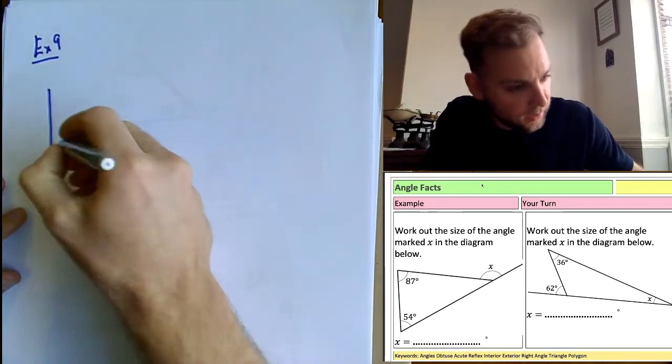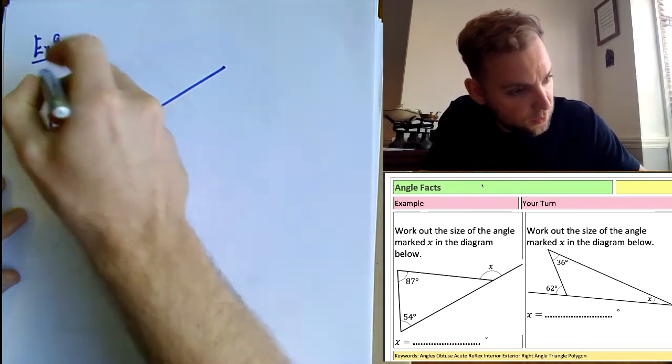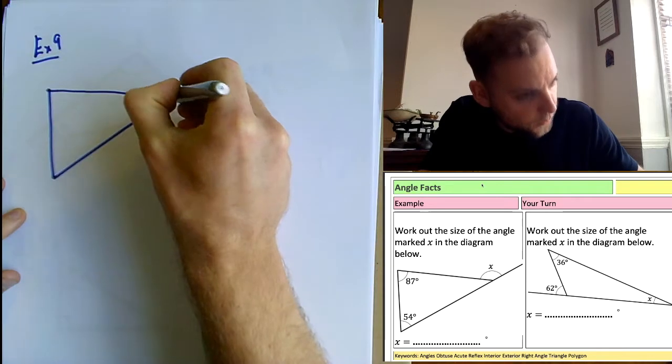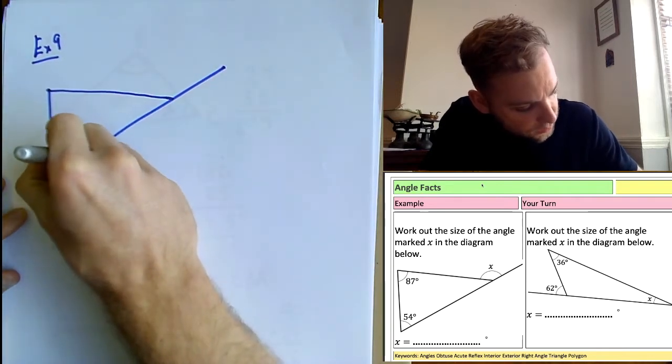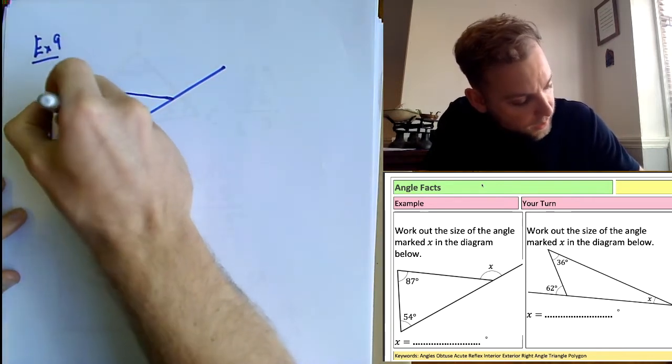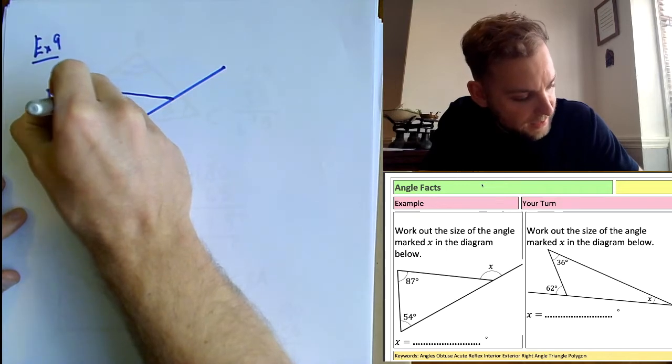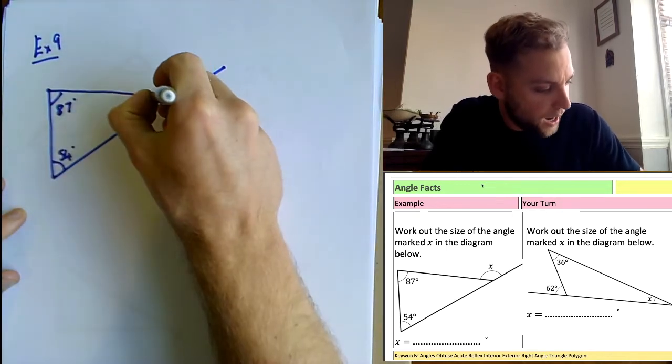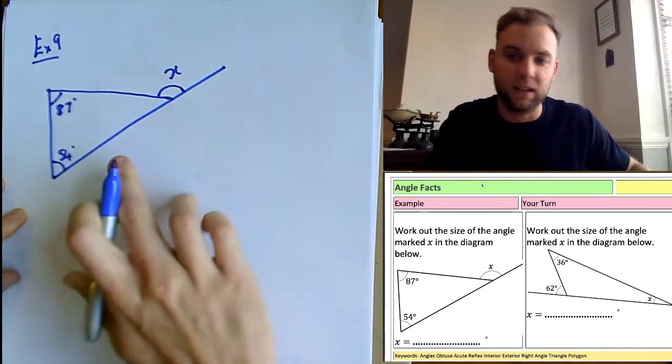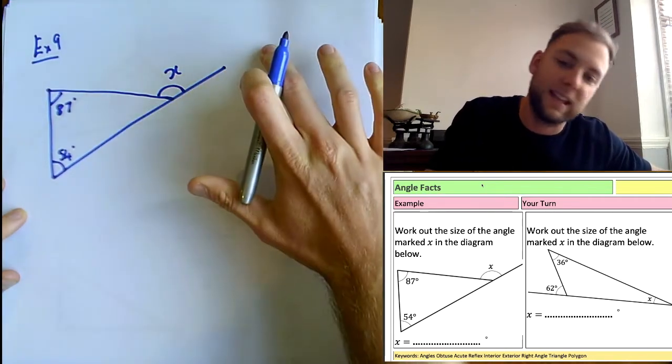We've got our triangle like so. This here comes up. That one there is what we've got. We know that this one here is equal to 54. We know that this one here is equal to 87 degrees. And we're trying to find, this is called an exterior angle. It's when a side continues.